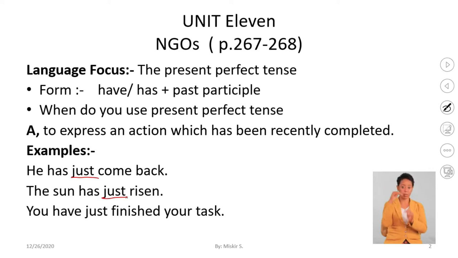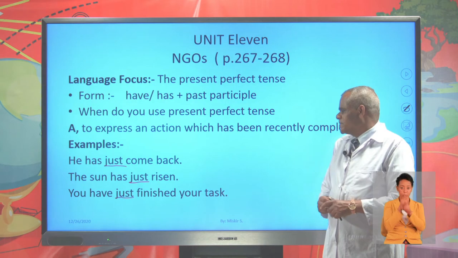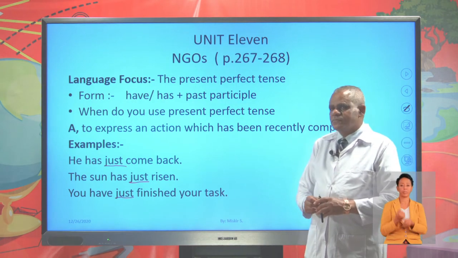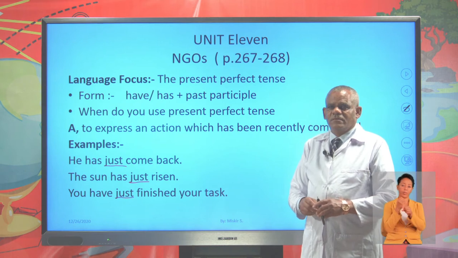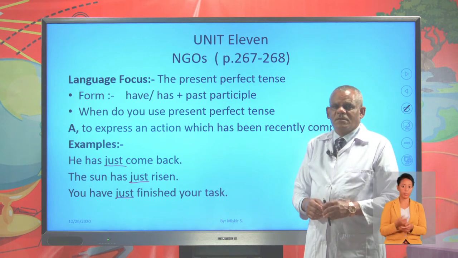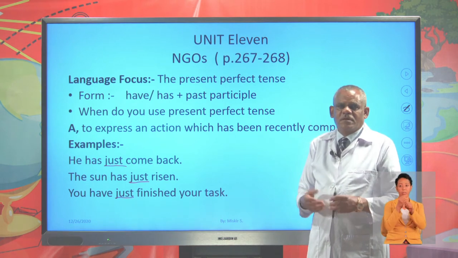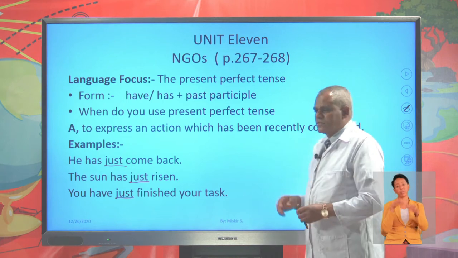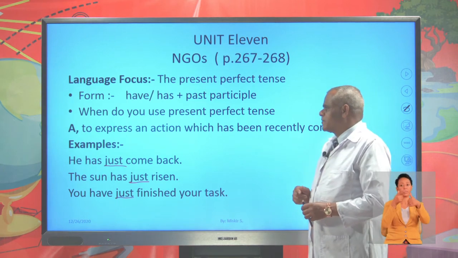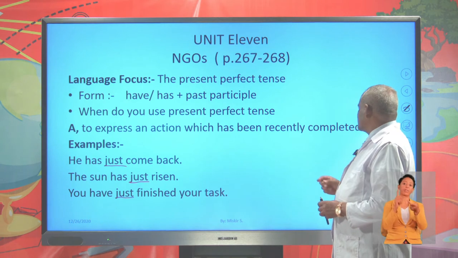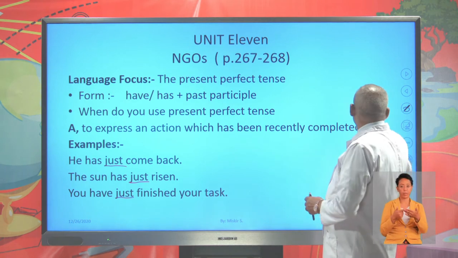The sun has just risen. Okay, when does the sun rise? There is the right time. We have just finished our task. You have just finished your task. Just finishing your task, and then we are going to start another activity maybe. So this is the first function of the present perfect tense: a recently completed action.